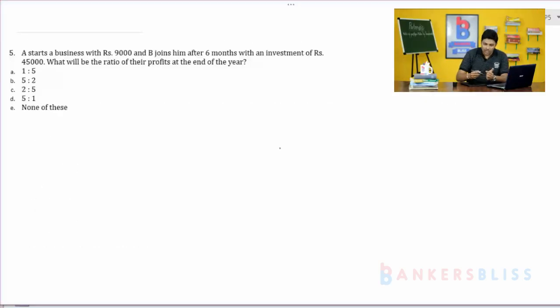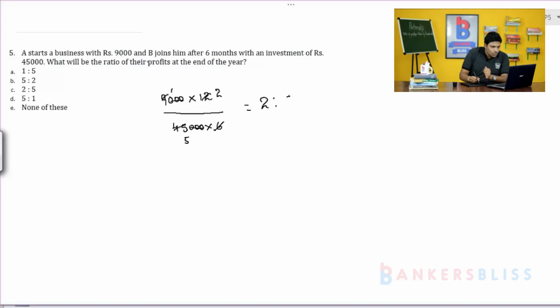Directly you solve. 9,000 rupees is the investment made by A, for 12 months. So 9,000 into 12. Directly you take the ratio, no need to multiply and no need to divide again. Next, 45,000 into 6 months. 3 zeros get cancelled, 9 ones are 9, 9 fives are 45, 6 twos are 12. So ultimately you end up with the ratio 2:5. Option C is the right answer for problem number 5.